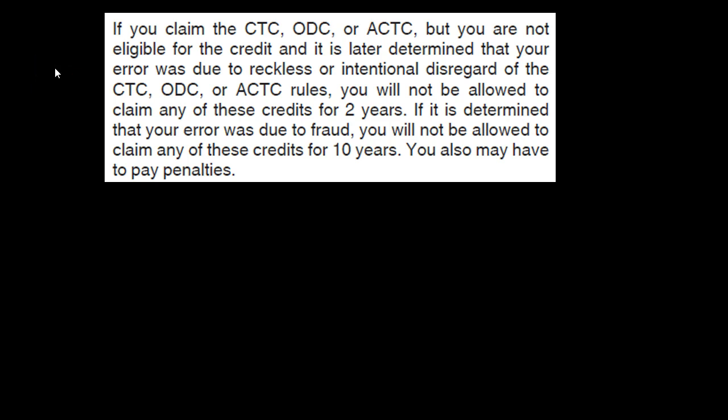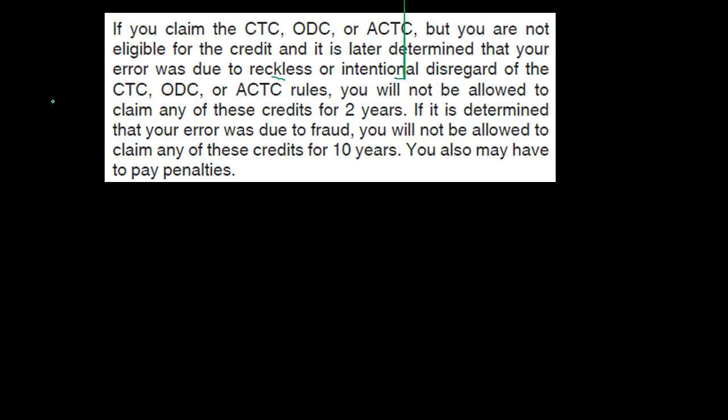If you claim the CTC, child tax credit, the ODC, the other dependent credit, or the ACTC, additional child tax credit, but you are not eligible for the credit, and it is later determined that your error was due to recklessness, basically, almost on purpose, or you should have basically known better kind of recklessness. That's not a very defined term, but it's basically saying almost intentional, if not intentional, kind of recklessness. So that's just a loose definition of the term. Back to the text. Or intentional disregard. Notice again in the law, oftentimes this question of intention is always going to be a big point.